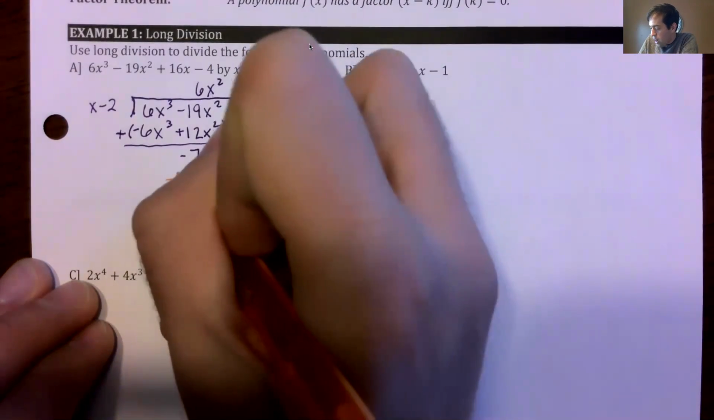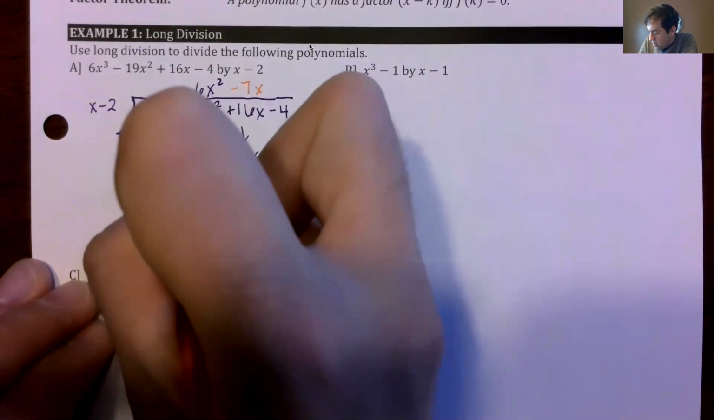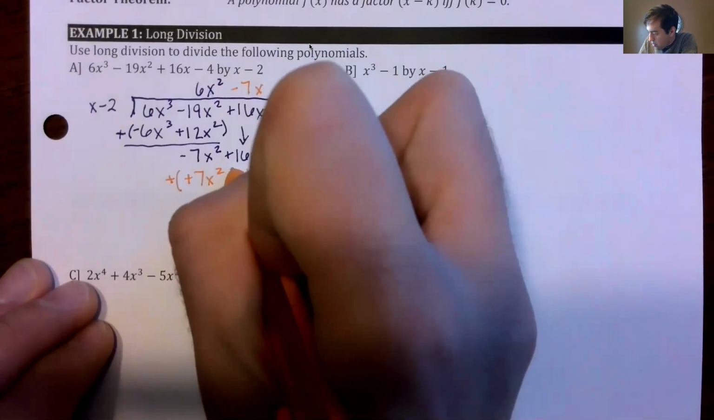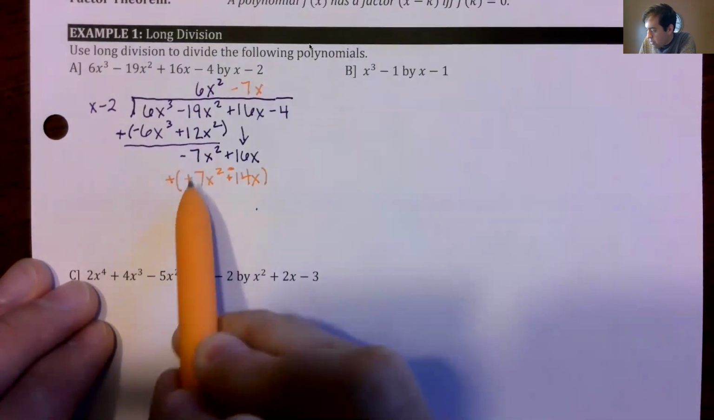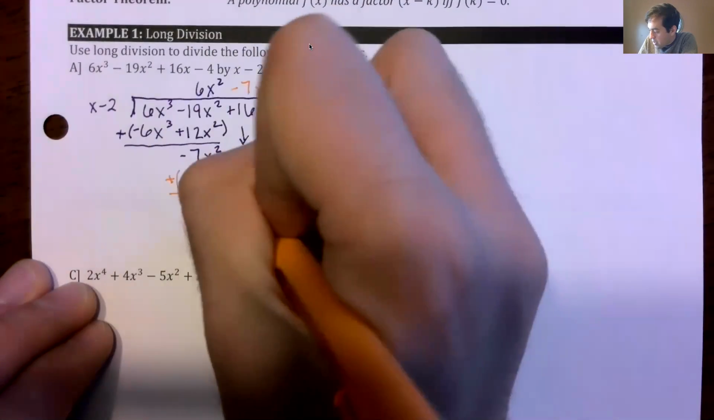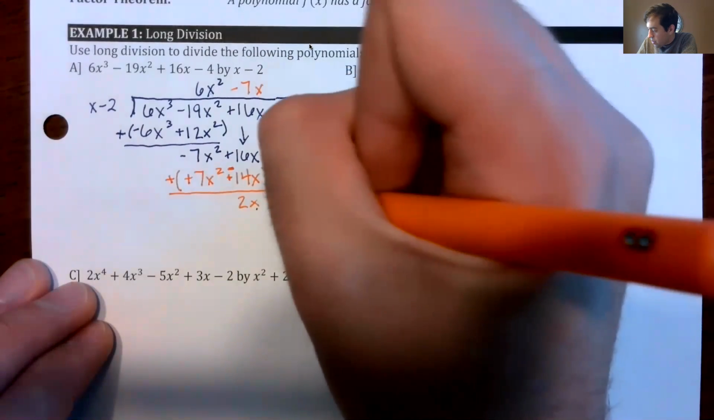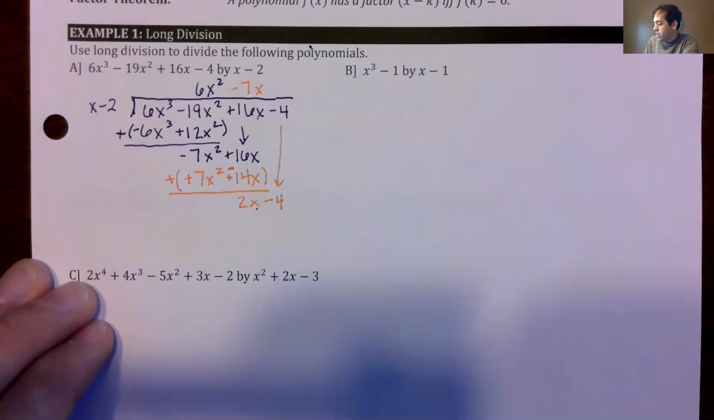Then I'm going to subtract that line from the one above it. To keep things clear, I'm going to distribute the negative. So we have negative 7 plus 7 goes away. 16 minus 14 is 2x. And I'm going to bring down the next term, minus 4. I'll switch colors again, and we start the cycle over.